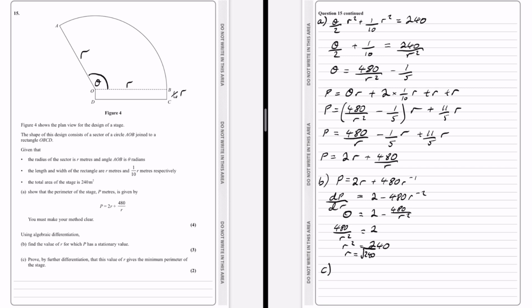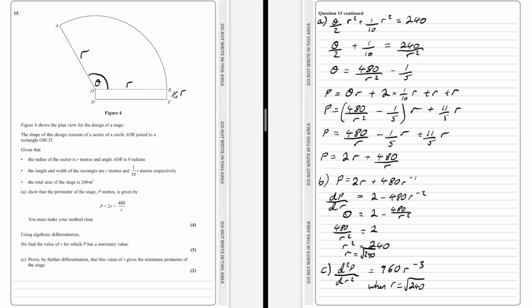Then for part C, we want to prove that this is a minimum point. So the further differentiation instruction is a little bit of a hint there. It's asking us to differentiate again. So d2P by dr squared. 480 r to the minus 2 differentiates to 960 r to the minus 3.